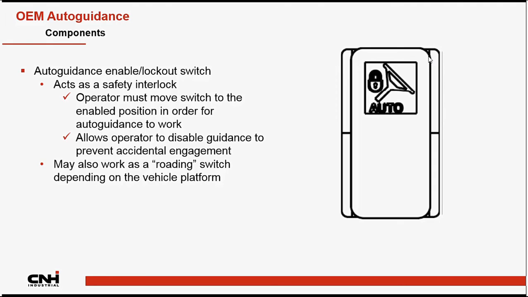Your auto guidance lockout switch also could be known as a road switch. You have to always enable this before you want to use the auto guidance. Sometimes if you're going into road mode, you'll have to click the switch in some applications for it to reach maximum road speed, and it will lock out all your implements functions.